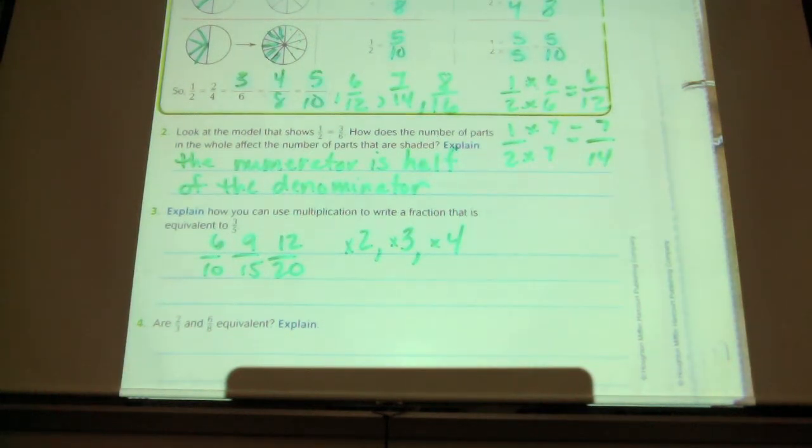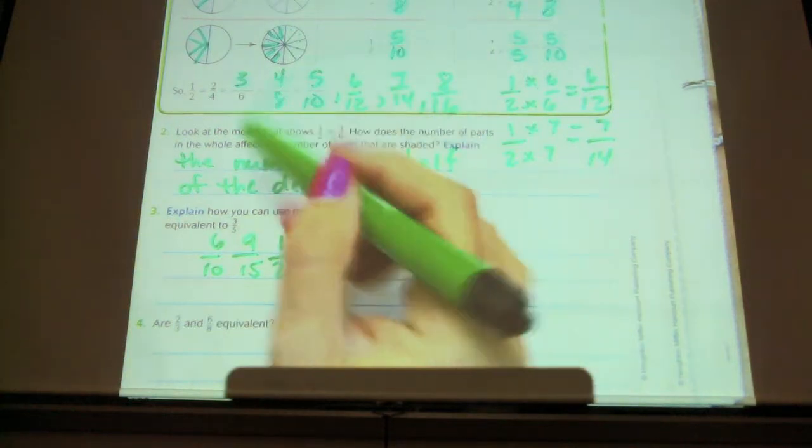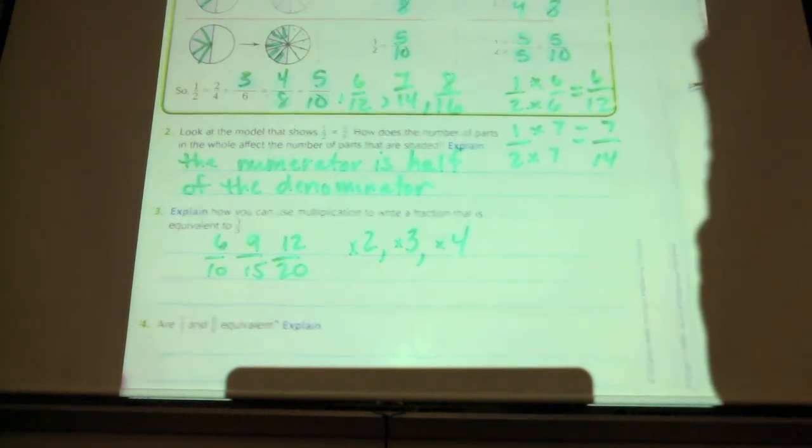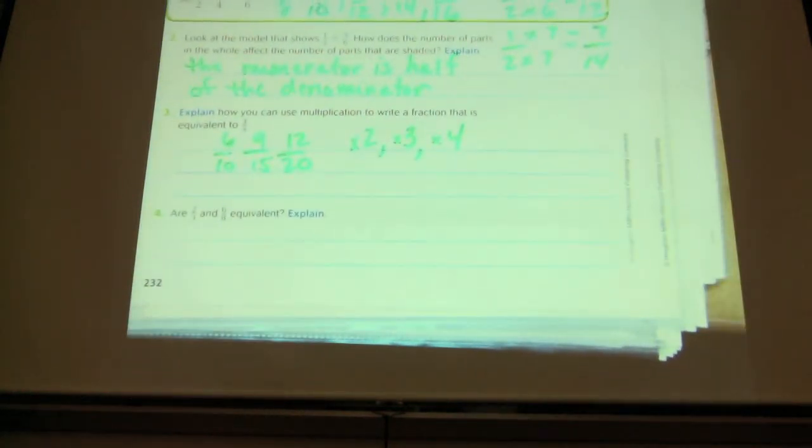And then you can just keep finding, just like I explained up here. You can find an infinite number of equivalent fractions. All right, are 2/3 and 6/8 equivalent? Figure it out on your own this time.